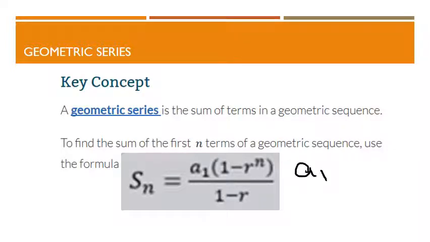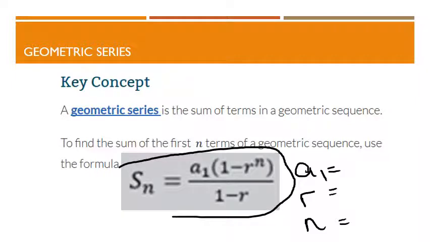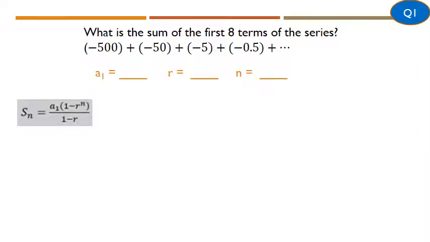You need a sub 1, you need the r, and you need the n. And you have the formula right here. We take the a sub 1 times 1 minus r raised to the n, all over 1 minus r. So let me show you how to use this. All right, so this is just like question 1 on your quiz.